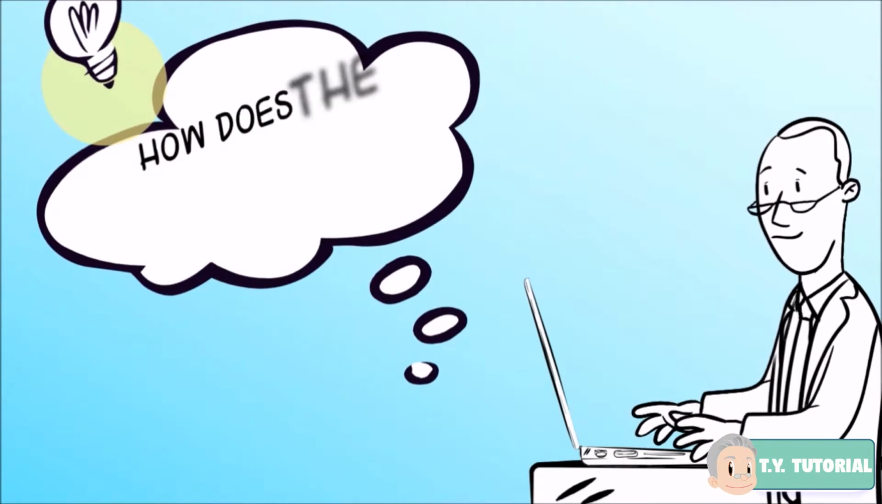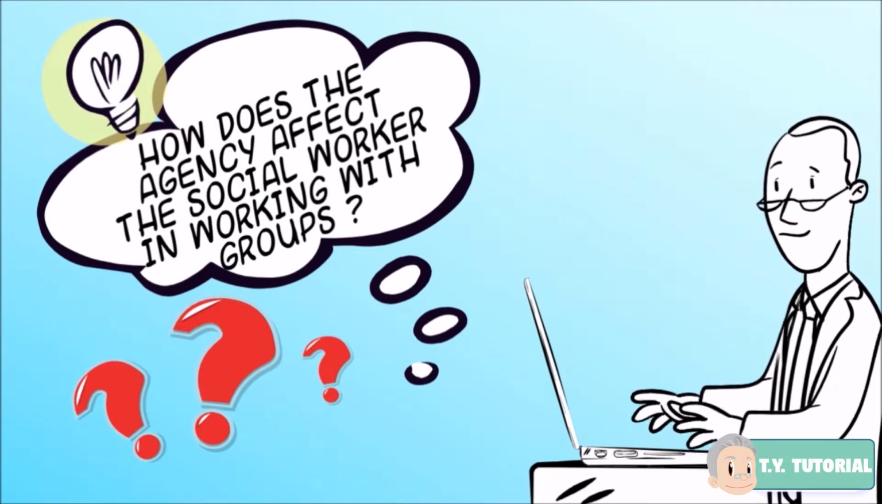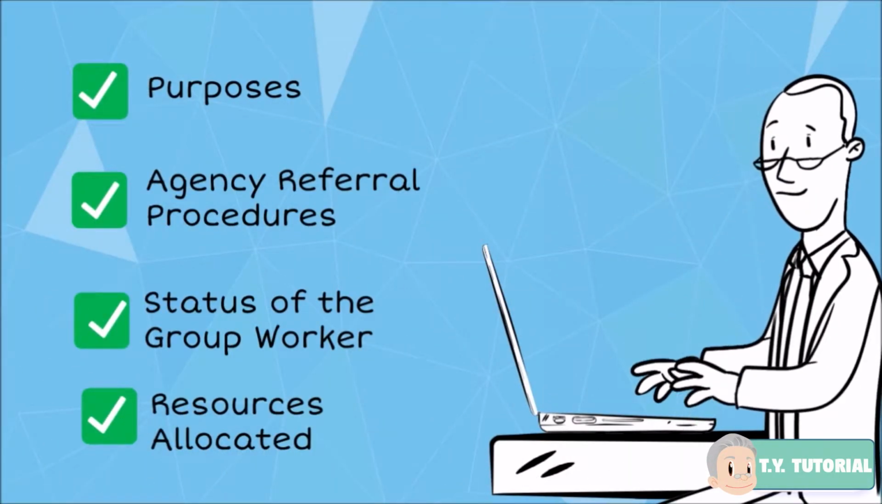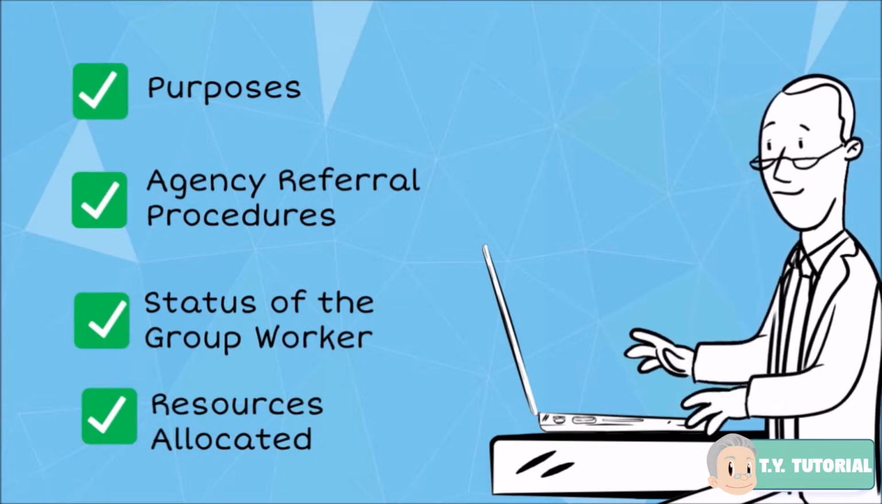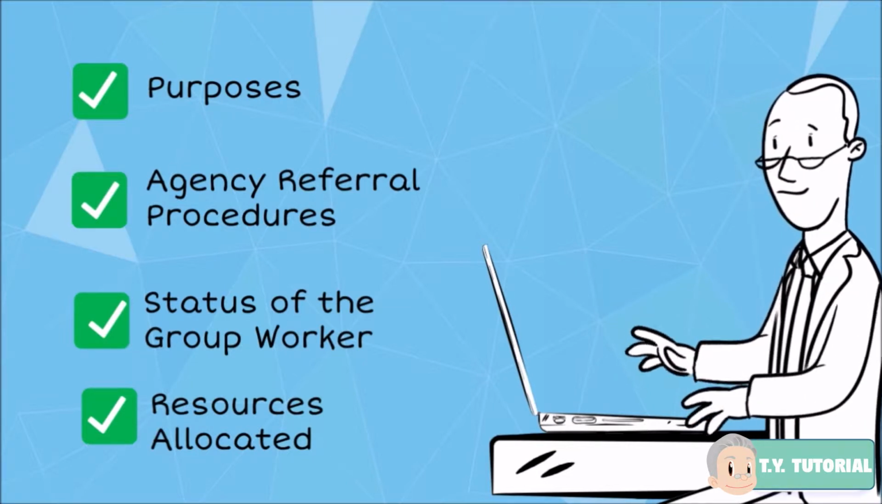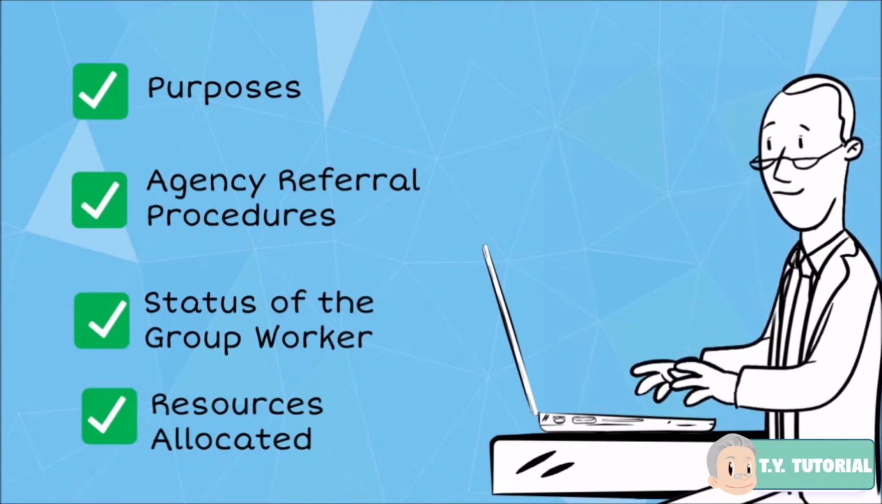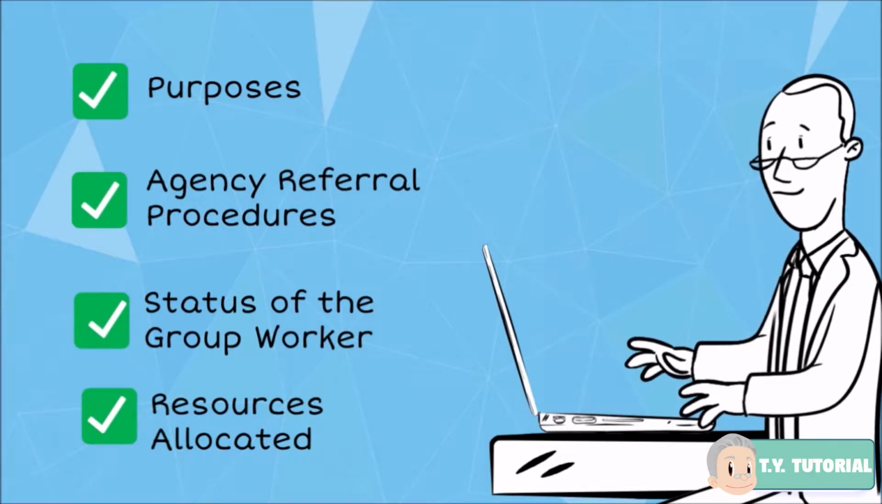When studying social work, we have to know how the agency affects social workers in working with groups. There are 8 points helping us to assess an agency's effort on group work. For example, purposes, agency referral procedure, the status of the group worker, the resources allocated.